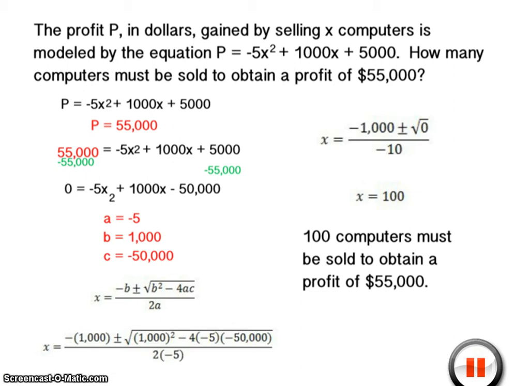Now when you get an answer like this to a word problem, it is a good idea to write out the answer the way it's written out here. 100 computers must be sold in order to obtain a profit of $55,000. Pause now and copy this entire example.